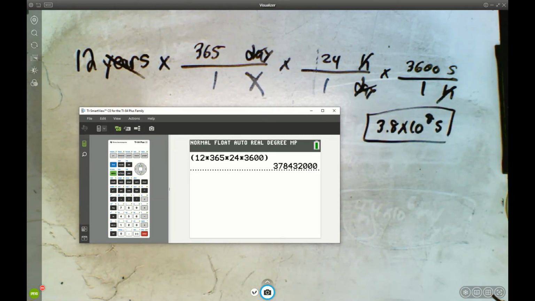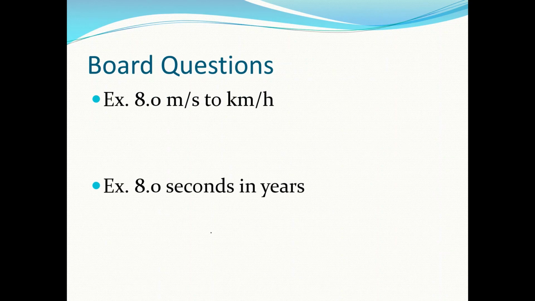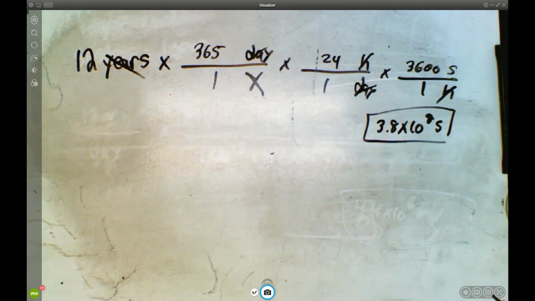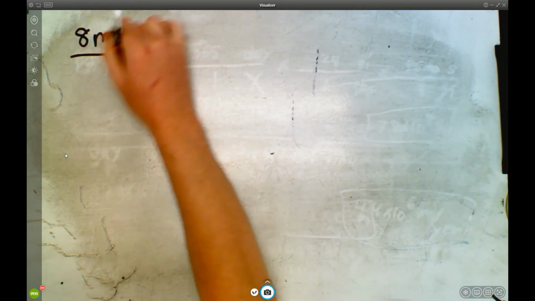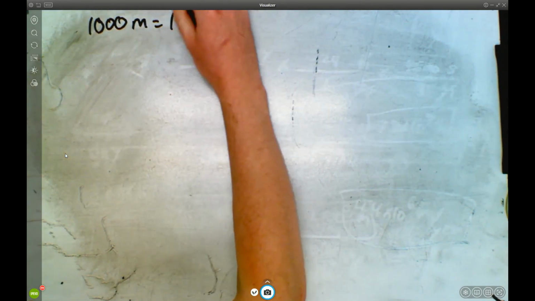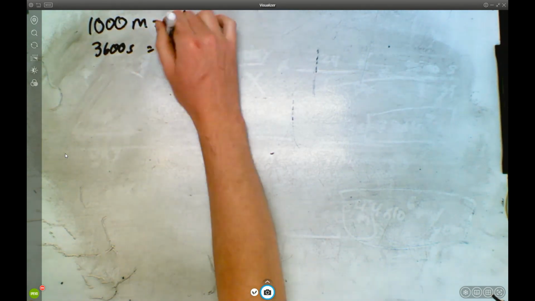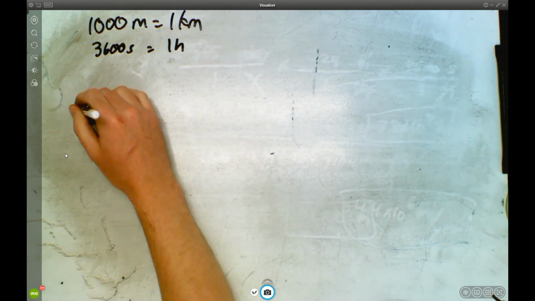Okay. So the last thing for this lesson is we have two board questions. I want you to try these. I will do them as well and see if you get the right answer. Make sure you set it up like this. 8 meters per second. Actually, let's write out our conversion factors. We have 1,000 meters in 1 kilometer, and there's 3,600 seconds in 1 hour.